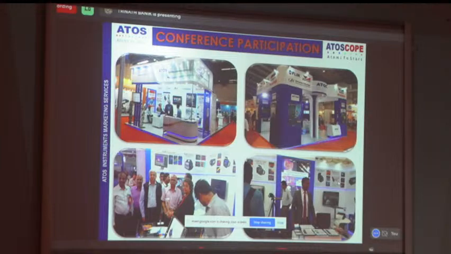So these are the very recently concluded conferences we have participated in. From photonics conferences we have participated, and recently we have participated in the NLS conference at IIT Kharagpur, and also in the low temperature conference at IIT Kharagpur as well, also in a different conference on NDT and other places.